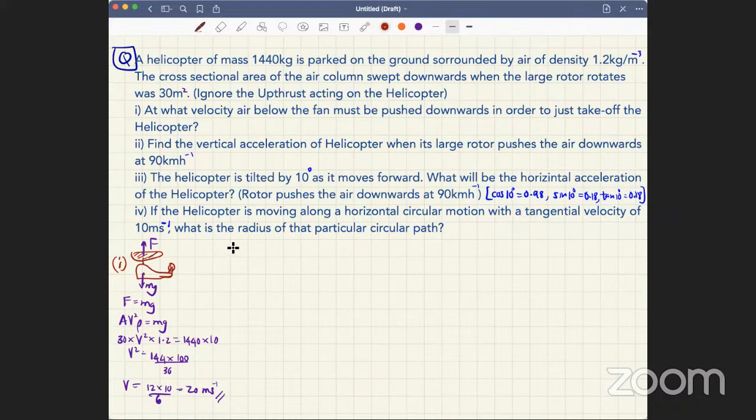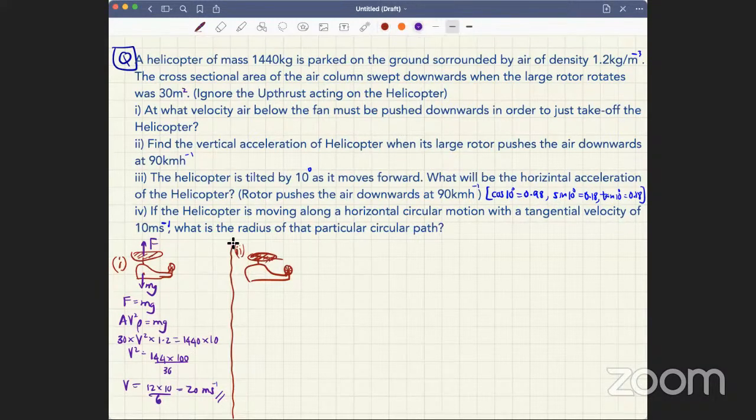Looks like there was no issue in that. Most of you got it right, very good. And then if we go to the second one, Roman 2, now what is happening? Find the vertical acceleration of the helicopter, right? Now to find the vertical acceleration of the helicopter, it's not necessary to draw the diagram every time, people. It's not necessary at all, just drawing it for the sake of drawing it.